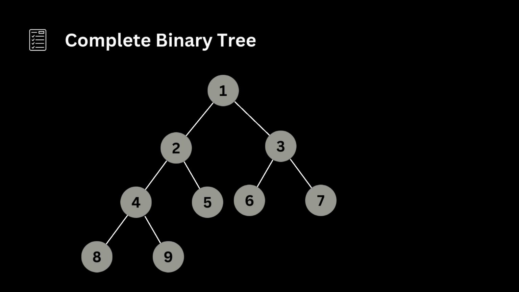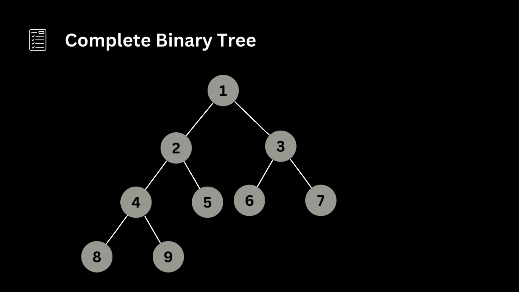The root node 1 is at level 0, nodes 2 and 3 are at level 1, nodes 4, 5, 6 and 7 are at level 2, nodes 8 and 9 are at level 3. In a complete binary tree, all levels except the last are completely filled. In the last level, nodes are filled from left to right. This tree is complete because every level above the last is fully populated. The last level is filled from the left up to a point, and there are no gaps on the left side.